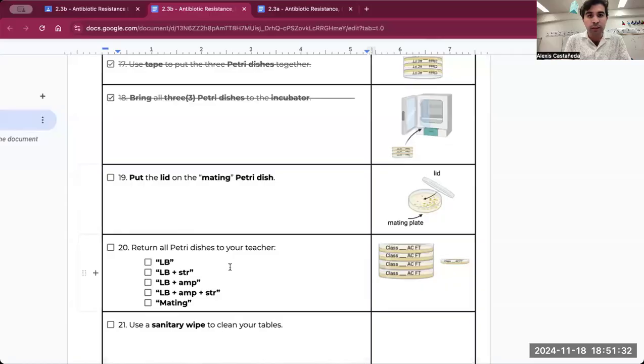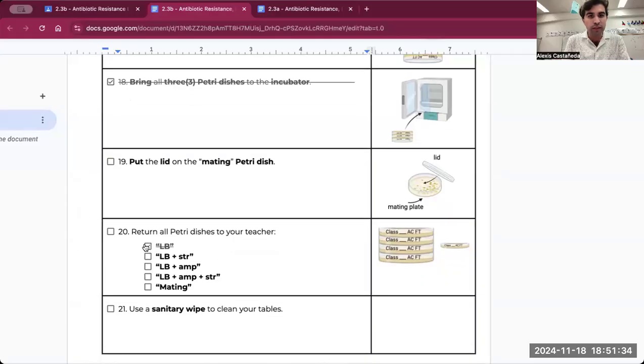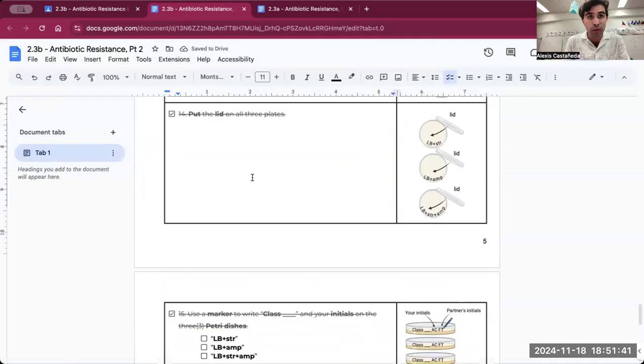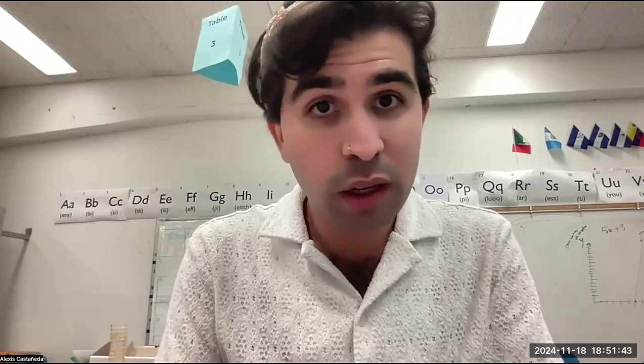And then we're going to return all these plates to your teacher. You're going to bring them to me, and then you're going to use a sanitary wipe to clean your table. But that takes us to the end of 2.3b, and I will see you all on the next piece.